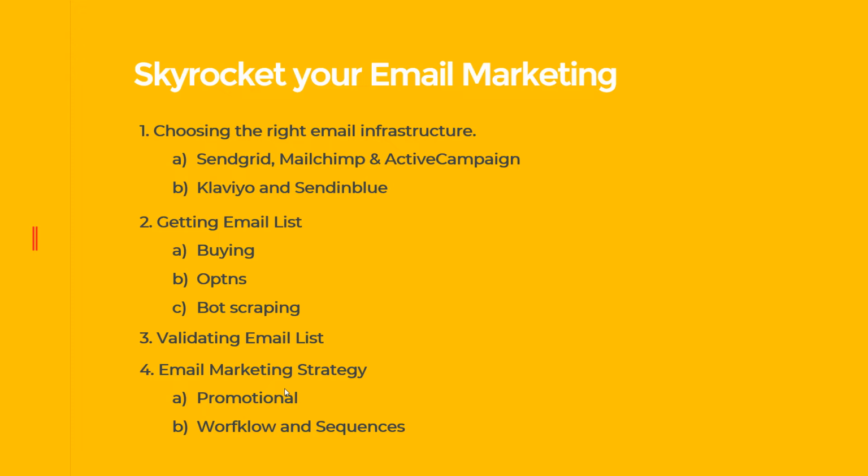Okay, so for the email marketing strategy, there are two things that you will be targeting: A, the promotional kind of email; B, the workflows and sequences. The main goal of promotional content is to get in touch with your customers two times every week, and you can use your blog content to send them. You can use any of your new products or services for sending emails.